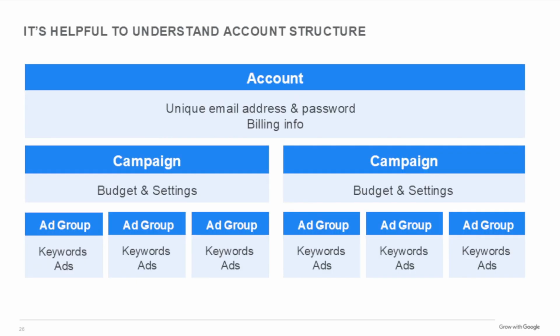So let's take a moment here to really talk about ad structure. Let's look at and understand account structure. First, there is an account. So you have an ad account. That's with one email address, your password, your billing info. That's your ad account. But then you can have separate campaigns.